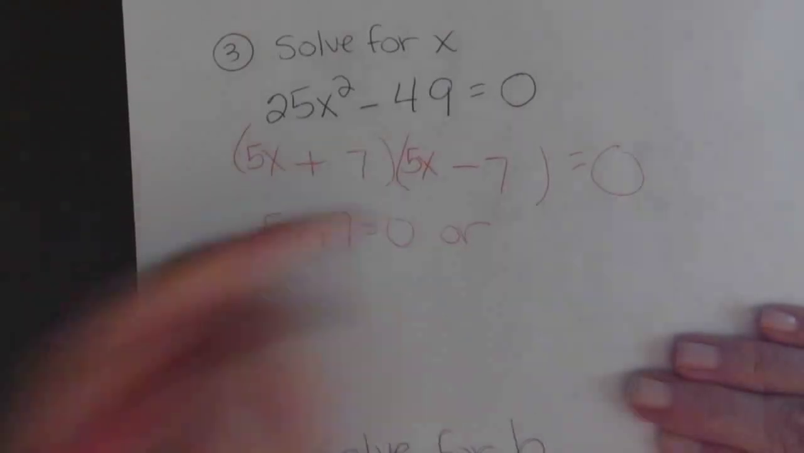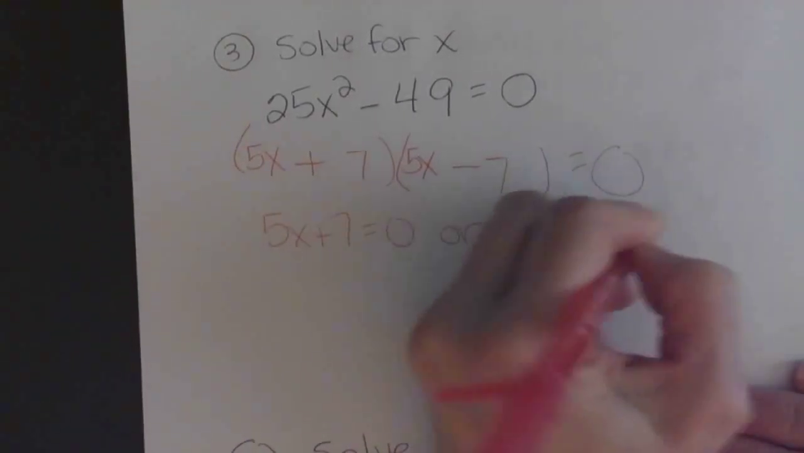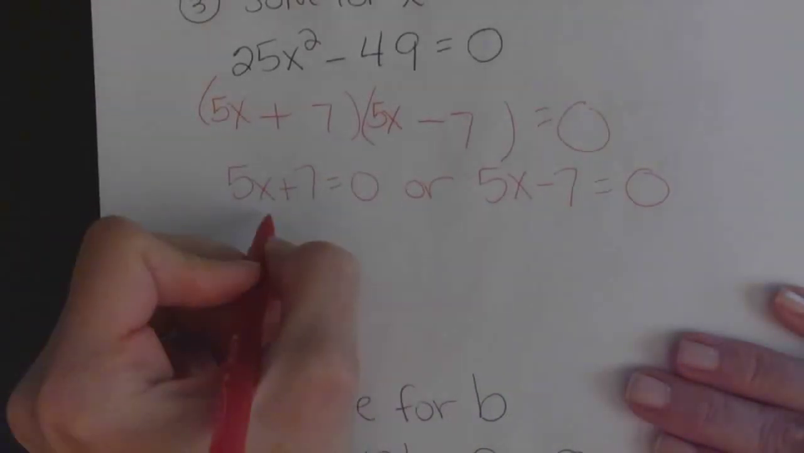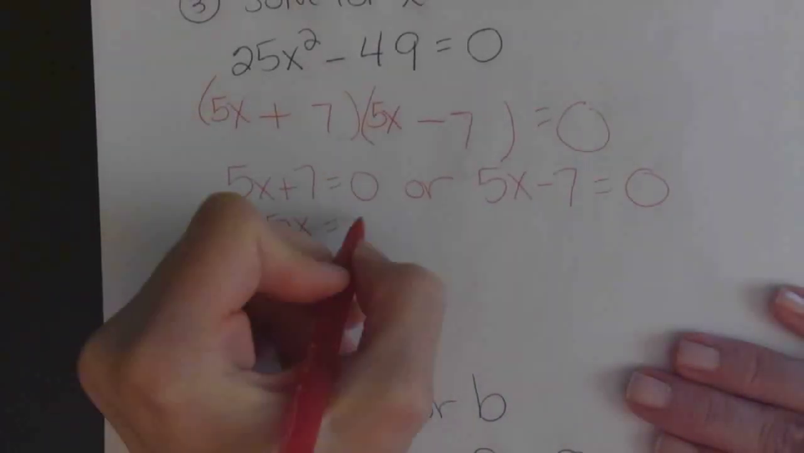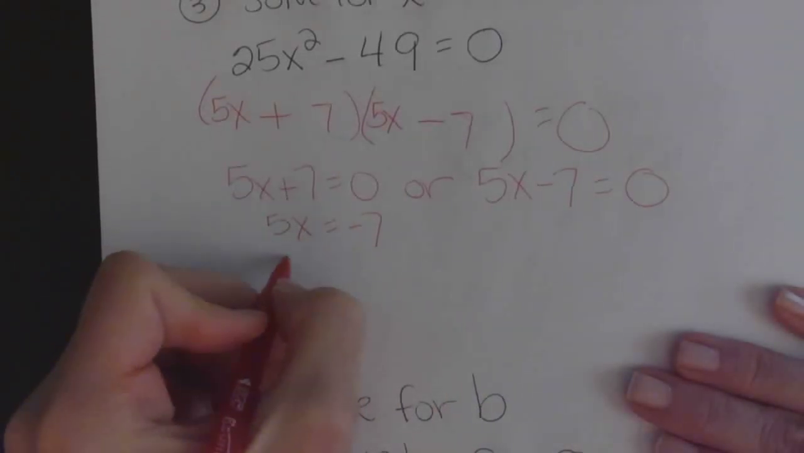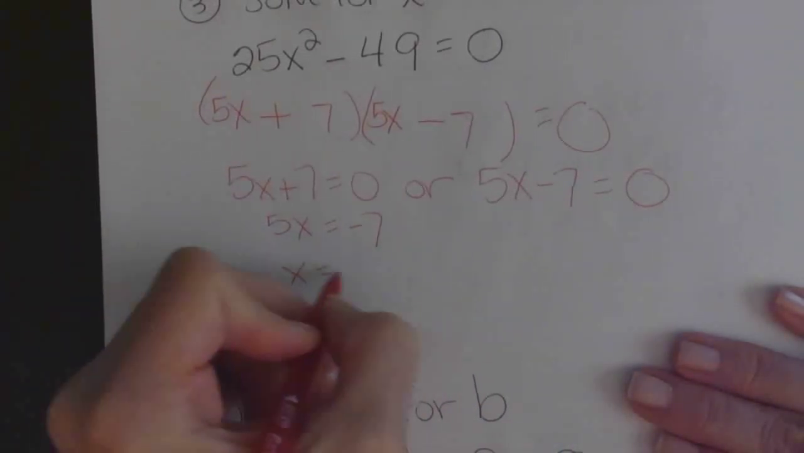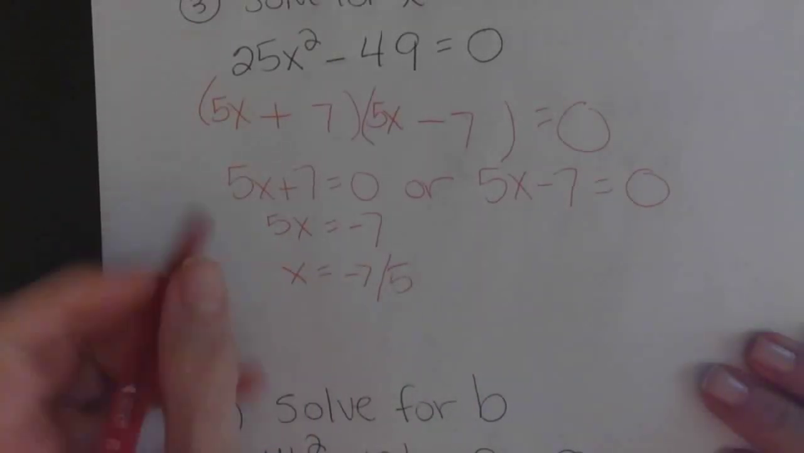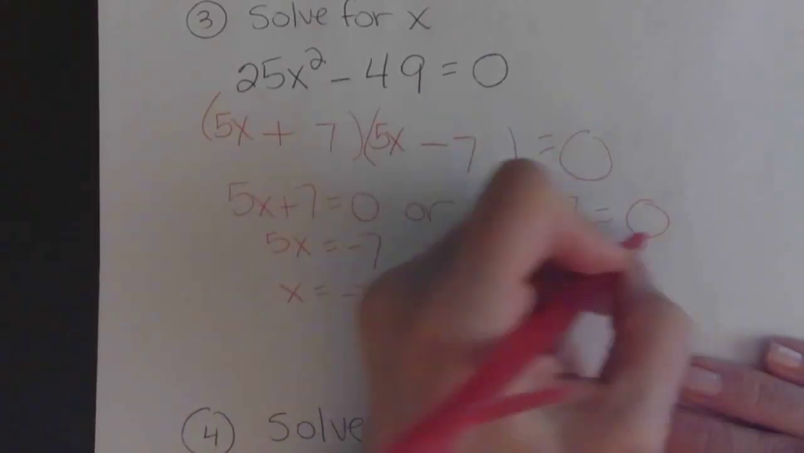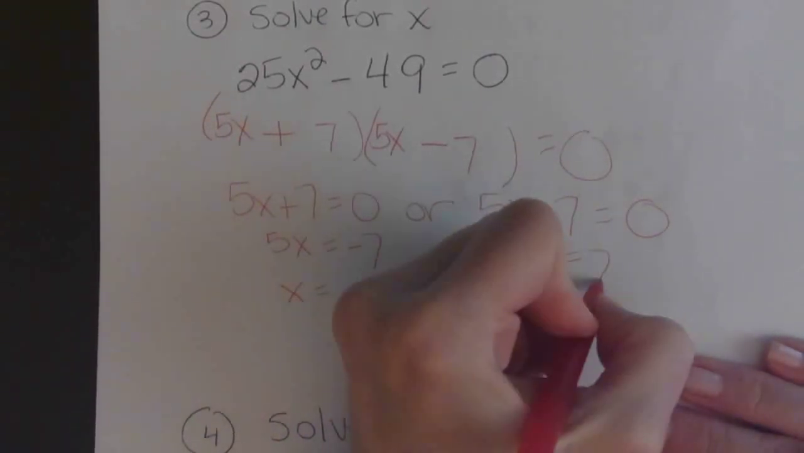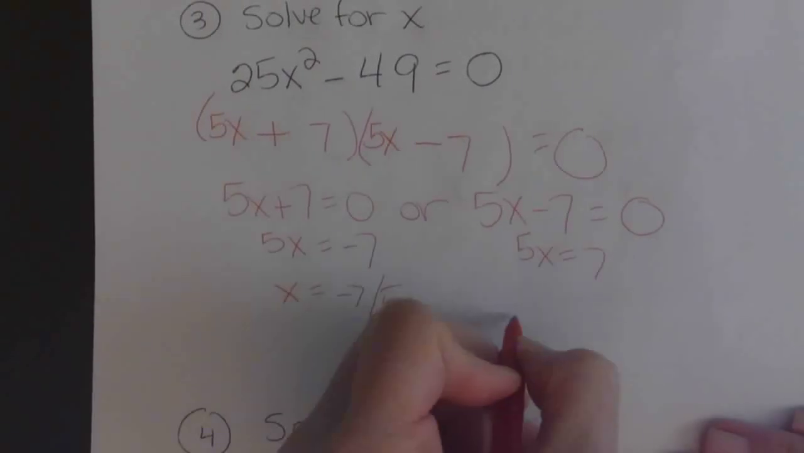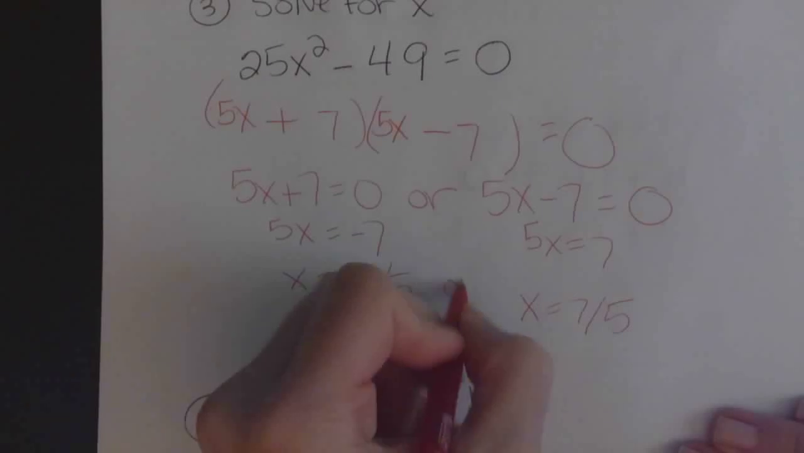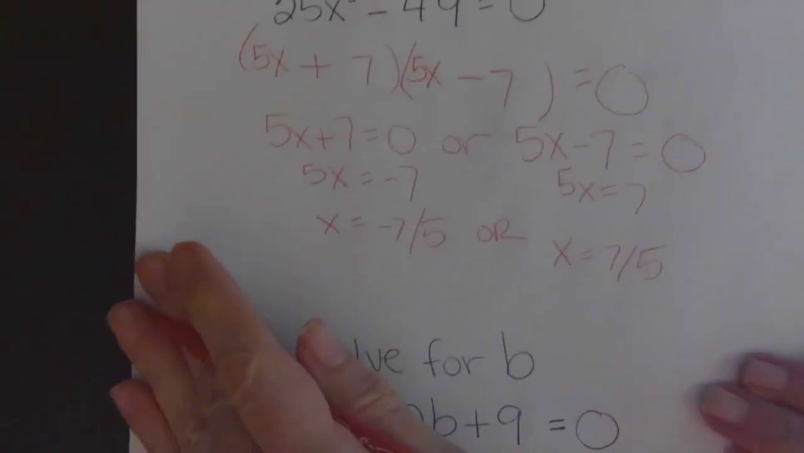Okay, two binomials being multiplied to give me 0. So either this guy equals 0 or the second one equals 0. And you solve. So you're going to have to subtract 7. So 5x equals negative 7. And then I'll have to divide by 5. So x will equal negative 7 divided by 5. That's how you're going to put it in IXL. The other one, you're going to add 7. So 5x equals positive 7 and divide by 5. And x will equal 7 divided by 5.